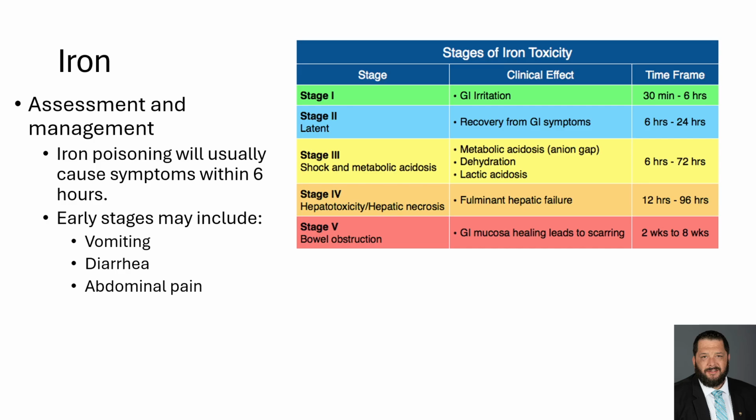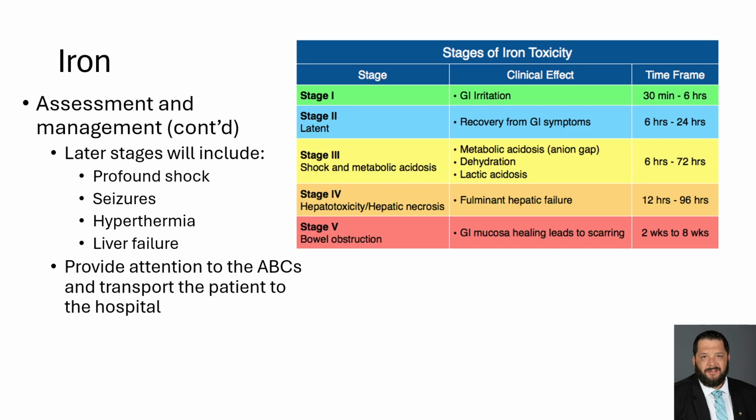Iron poisoning will usually cause symptoms within the first 6 hours. Early stages can include things like vomiting, diarrhea, and abdominal pain, while late stage presentation can include things like profound shock, seizures, hyperthermia, and liver failure.